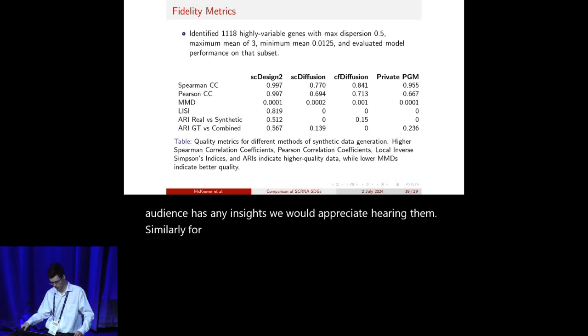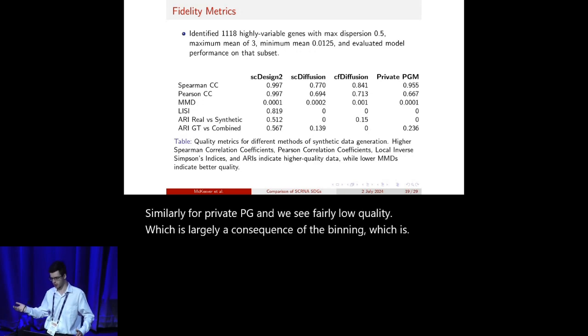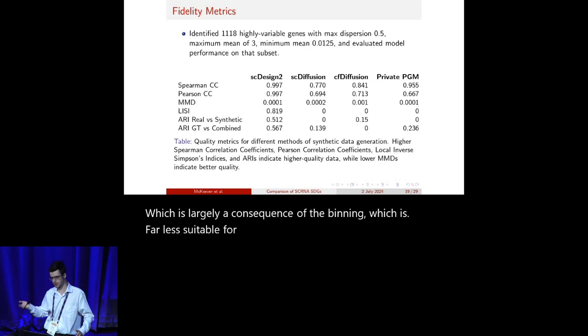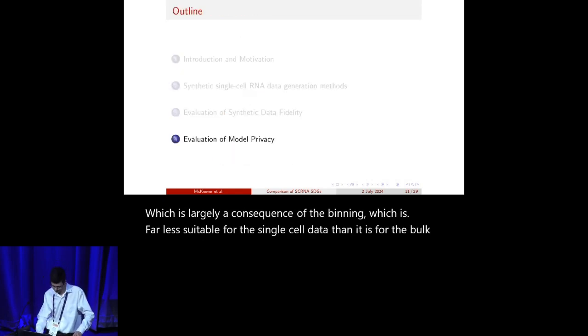Similarly, for private PGM, we see fairly low quality, which is largely a consequence of the binning, which is far less suitable for the single cell data than it is for the bulk data.